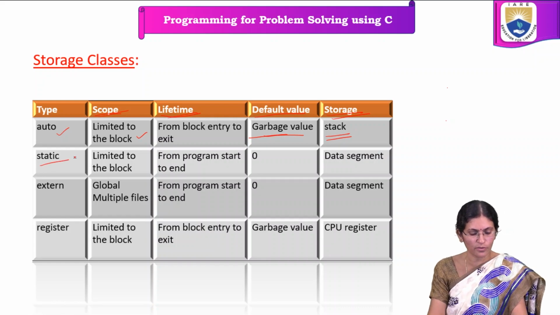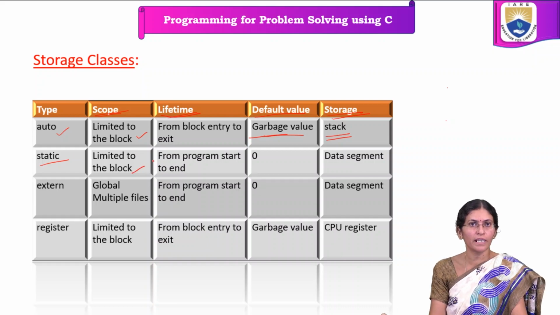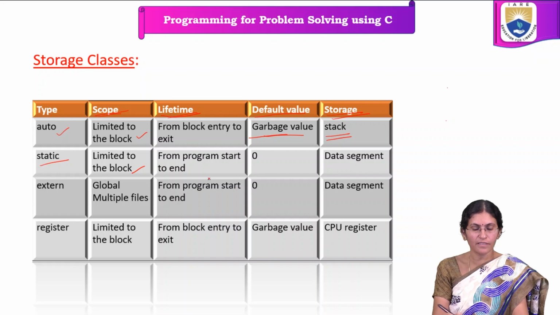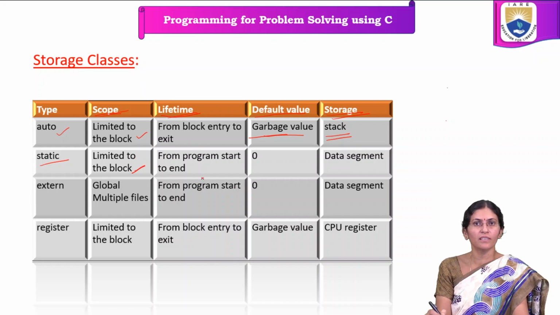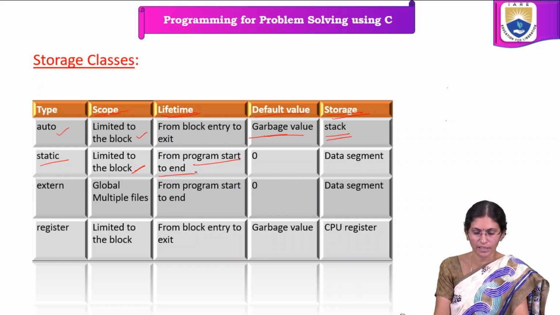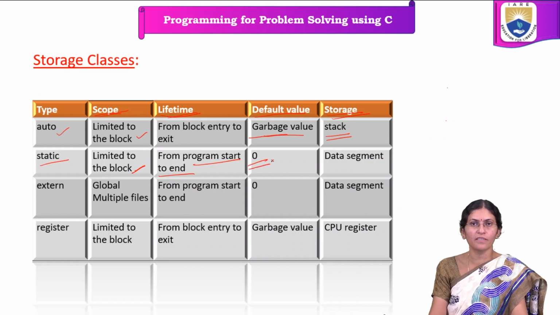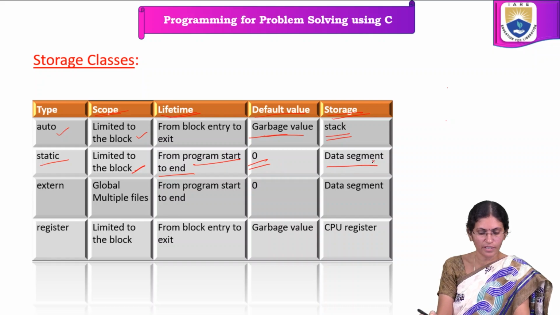Next, coming to the static storage class or static variable. Its scope is limited to the block where it has been defined, and its lifetime is from the program start to the end. We have seen this with the help of a program: even though the scope is limited to the function, the variable value will be alive from the program start to the end. Its default value is 0 and the storage area is the data segment.